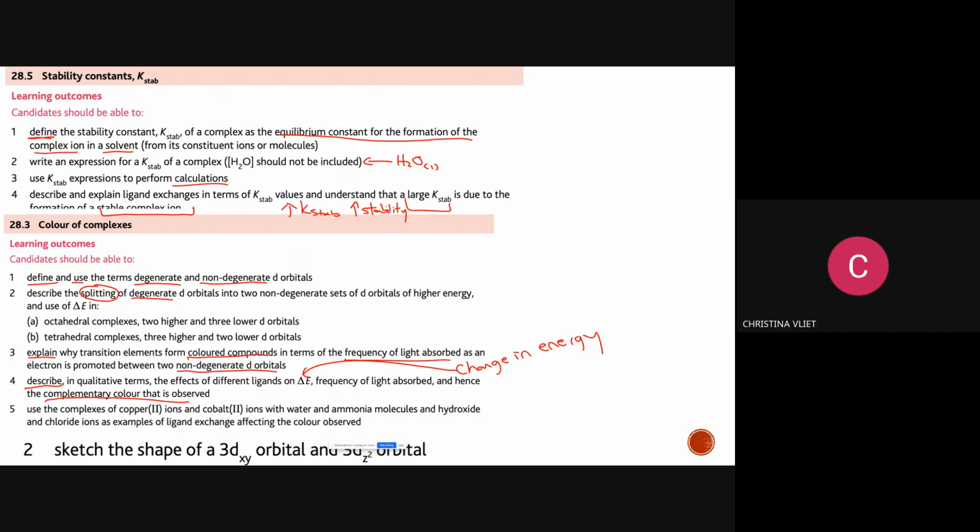So this we did actually explore in the last lesson. They're just saying we could use the examples of the colors changing for cobalt and copper to aid with our explanations of what's going on. And so that links to the last lesson. And then finally, last but not least, sketch the shape of a 3D XY orbital by heart. They could ask you to just draw 3D XY and 3D Z squared. And so we'll be just memorizing specifically 2 out of the 5 orbital shapes.